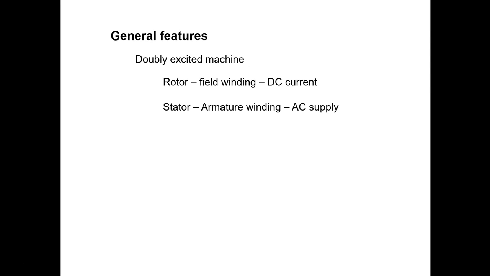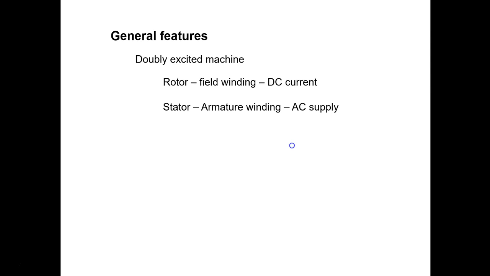The synchronous machine is a doubly excited machine, which means that both the stator windings, which are called the armature windings, and the rotor windings, which are called the field windings, are excited. The field winding is always excited with a DC current, and if the machine is operated as a generator, then the voltage generated at the stator terminals will be in the form of AC voltage. If the machine is operated as a motor, then the supply to the stator windings, which is the armature winding, is the AC voltage.